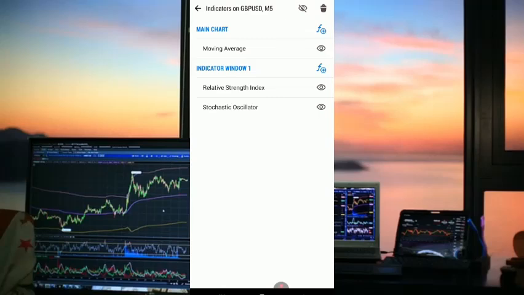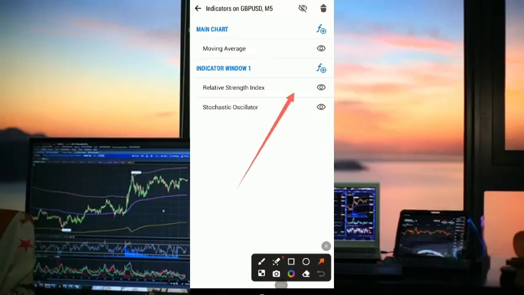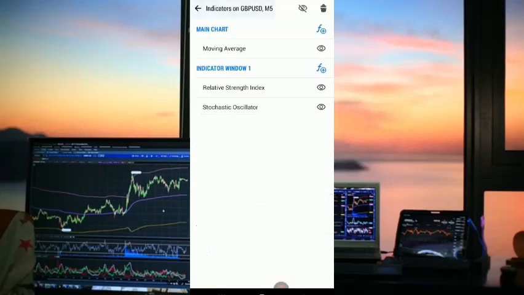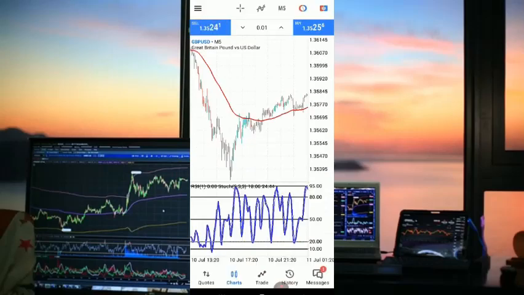The next thing you're going to do is, this time around, not go to the main function F. We are going to go to indicator window 1. When you get to indicator window 1, click on stochastic oscillator, and for this one, just set to default. Just click down here. There is a button for set to default there, so just click that one, and then click save. That is how you're going to be able to get to this one.